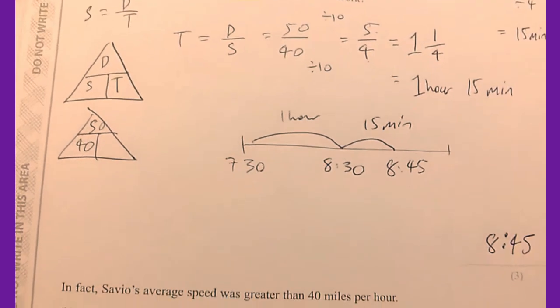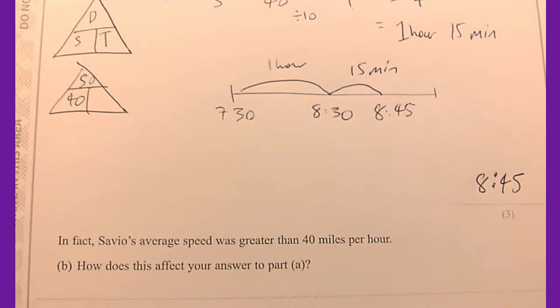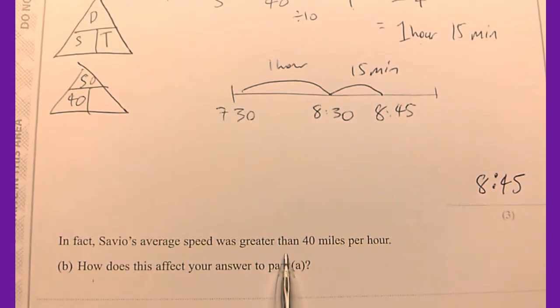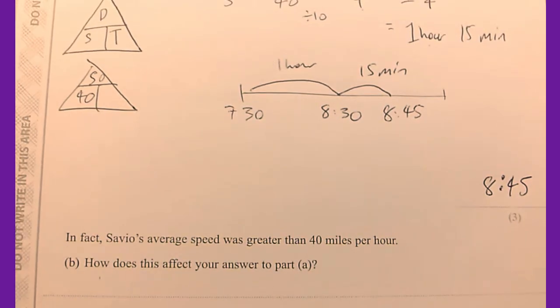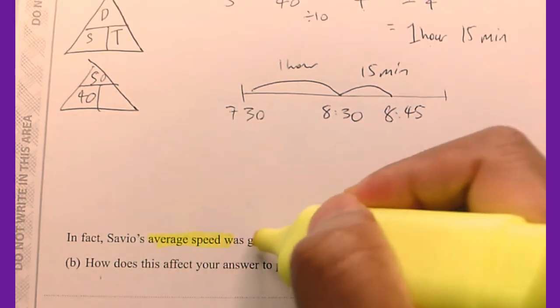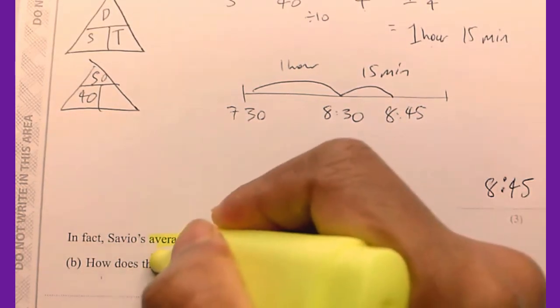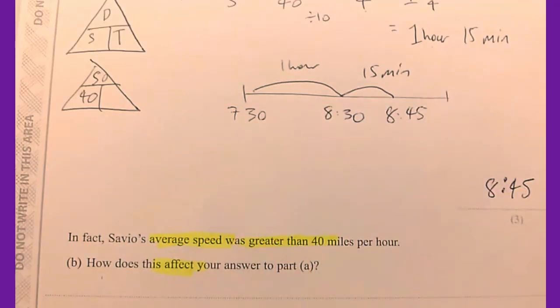Okay, let's go to part B. In fact, Savio's average speed was greater than 40 miles per hour. How does this affect your answer to part A? Okay, press pause and have a go. So Savio's average speed was greater than 40 miles per hour. So how does this affect our answer?